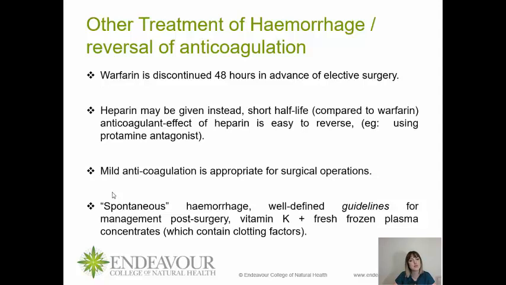They give you big doses of vitamin K to antagonise the warfarin that's already in the body, and they'll also give you fresh frozen plasma concentrates, so from other people's blood plasma, that is going to include a lot of clotting factors in it, so that you'll be able to use those clotting factors to stop the hemorrhage.